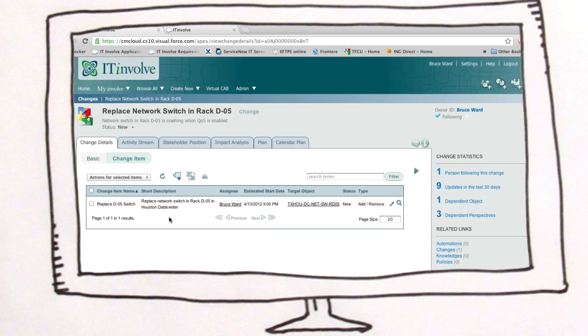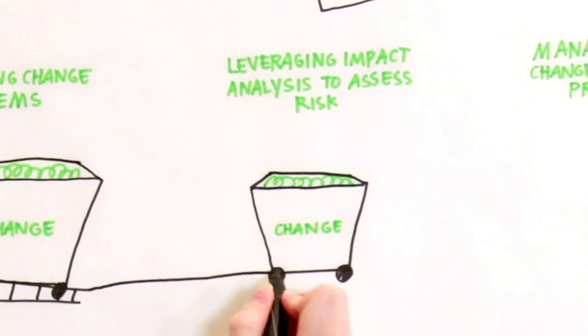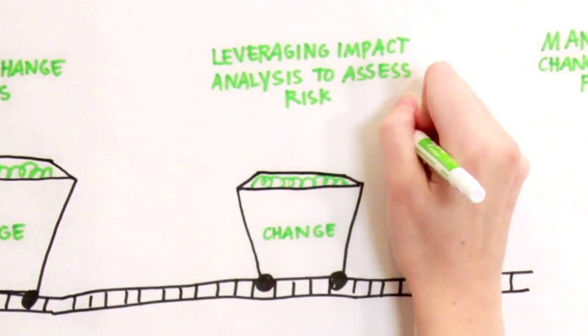By enabling change owners to define multiple change items within a change record with this level of granularity, the IT Involved solution enables either the change owner or the CAB to effectively line item veto a change item when necessary. Then the vetoed change item can be moved automatically to another change record, and all the associated information will be preserved. Bruce is now ready to understand the potential impact of his change and clicks on the Impact Analysis tab.